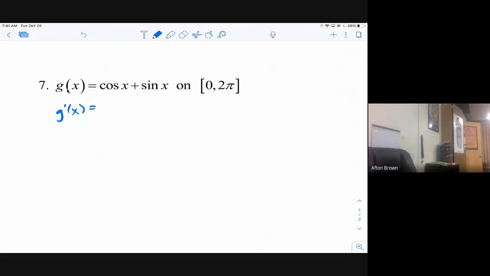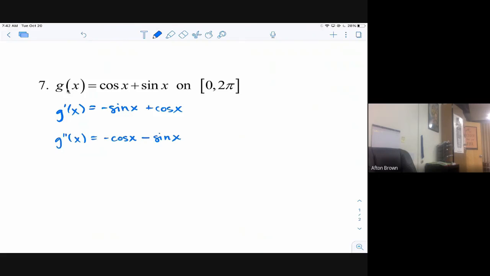What's the derivative of cosine? Negative sine. Good. If it starts with a C, you change the sign. Derivative of sine is cosine. Then we take the derivative again because we need the second derivative. Derivative of sine, it stays the same, so it stays negative. Cosine, you change it. So we have the second derivative.